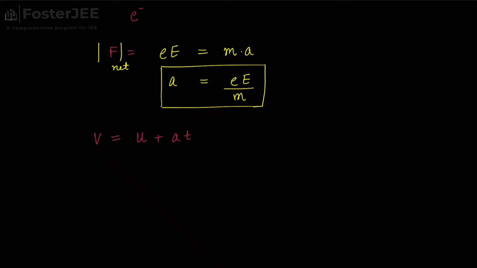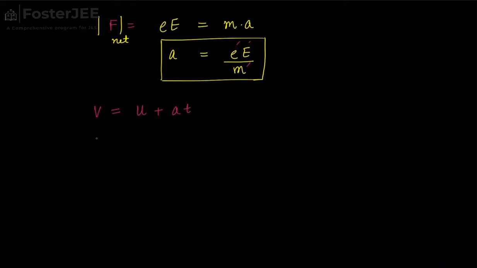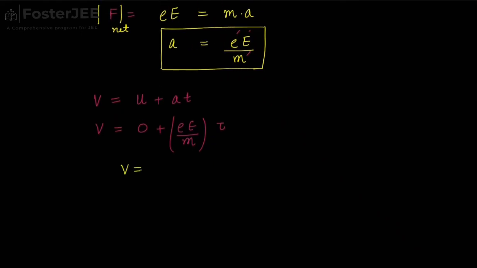And notice that acceleration here is constant because the electric field is constant, the charge is constant, and the mass of the electron is also constant. So for velocity, initially all the electrons were at rest, so u is 0 plus the value of a, which is eE upon m, and the value of time is the relaxation time, tau. So velocity will be eE upon m into tau. Now this is the drift velocity, because this is only the velocity with which one electron is being collided with the other electron.